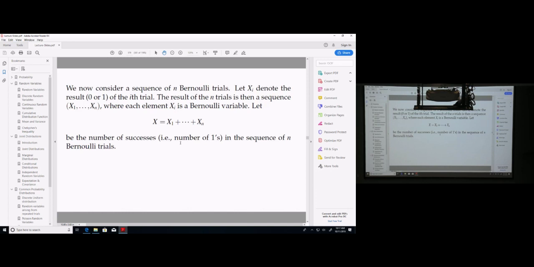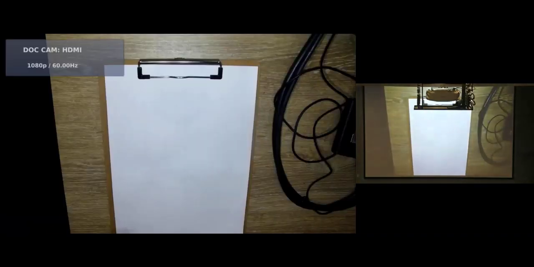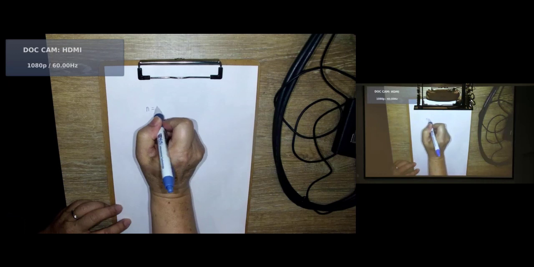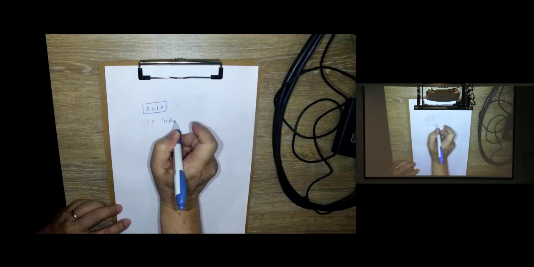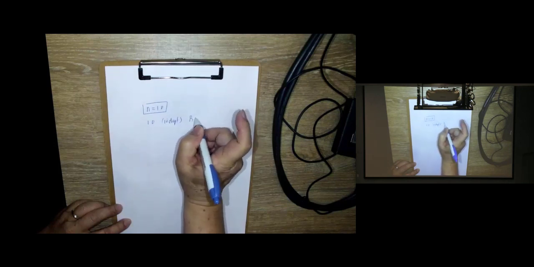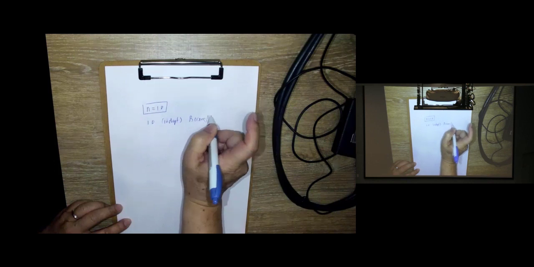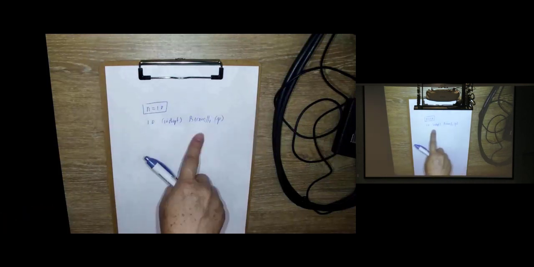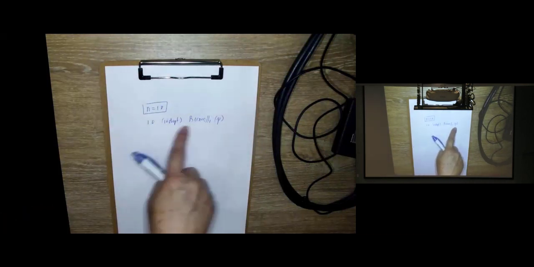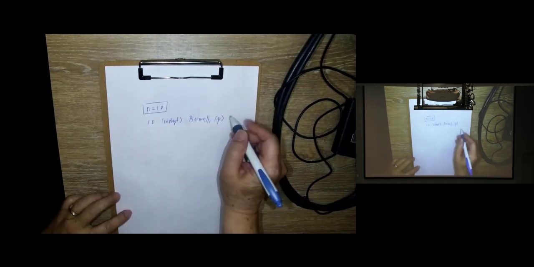Now, one very common mistake among students who learn this is the following. For example, if n equals 10, I have 10 independent Bernoulli trials. I specify the P. P is the same throughout all the trials.